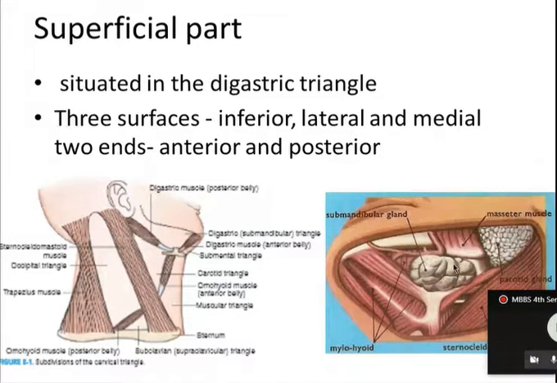Three surfaces are there: the inferior surface, lateral surface, and the medial surface. The inferior surface is towards the neck, the lateral surface towards the bony mandible, and the medial surface towards the midline of the body. And the two ends are the anterior and the posterior end. Here we can appreciate the anterior end, and this one is the posterior end of the gland.